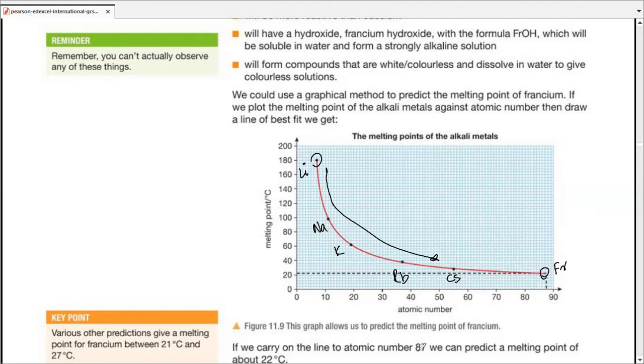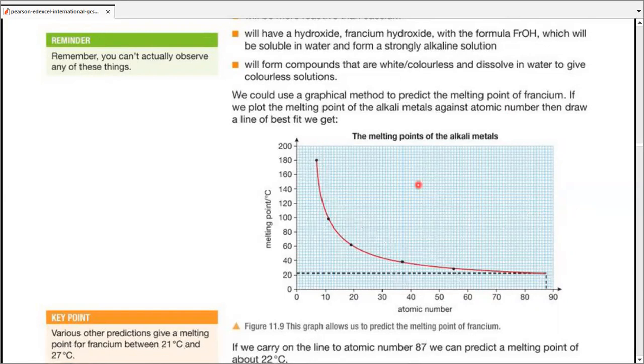So if we carry on to atomic number 87, we can predict it to be around 22 degrees centigrade. But there are various other predictions which give a melting point of francium between 21 and around 27. This is just one easy way of predicting it. We have more scientific, more complicated, sophisticated methods to predict the melting point of francium. Hence the values ranging from 21 to 27 degrees centigrade.